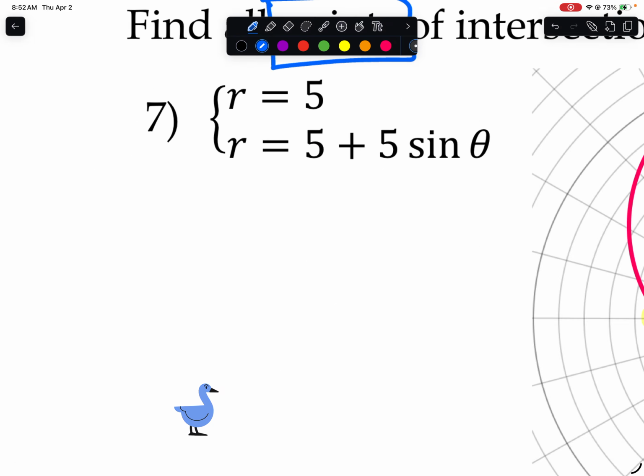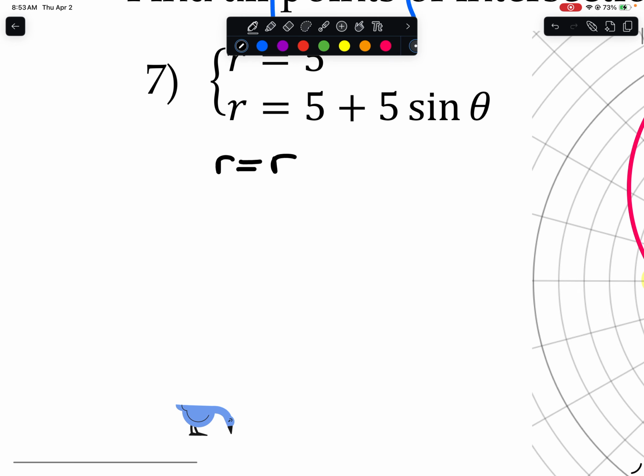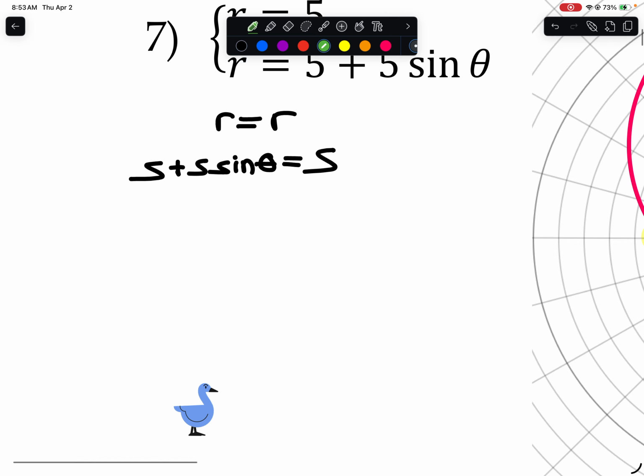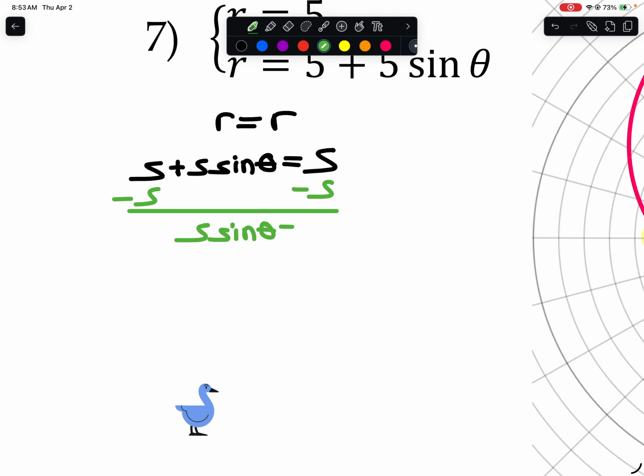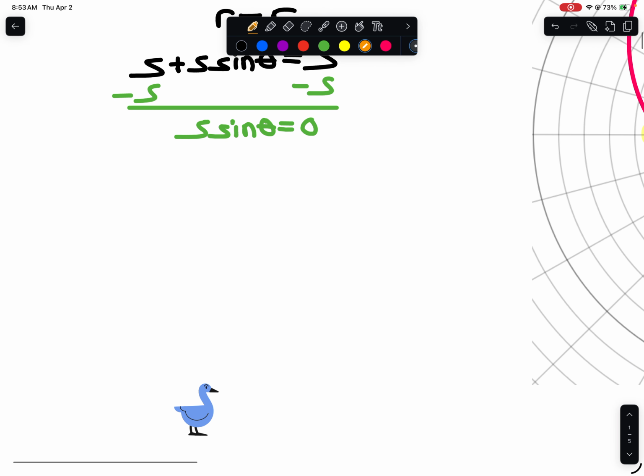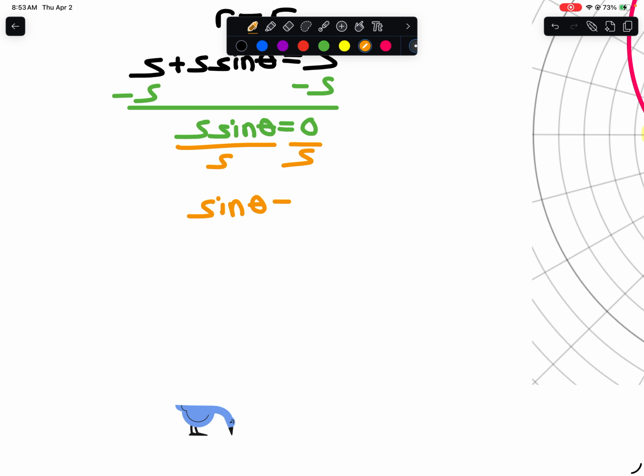So what I'm going to do to find those points algebraically is essentially a system of equations by substitution. So I'm going to set r equal to r. I'm going to take my cardioid equation, which is 5 plus 5 sine theta, and set that equal to the circle, and then just solve it like you would a typical algebra 1 equation. So subtract 5 on both sides. That's going to give you 5 sine theta equal to 0. And then you're going to divide both sides by 5. So that's going to give you sine theta is equal to 0.